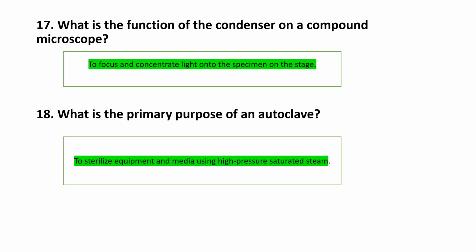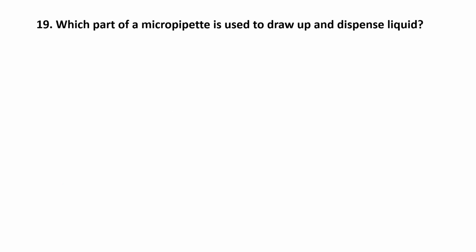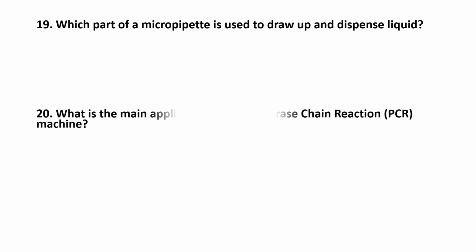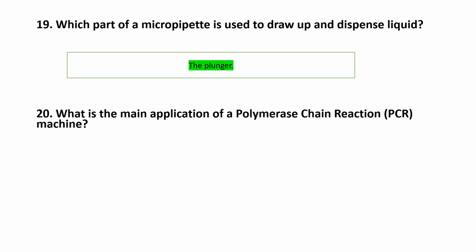What's the primary purpose of an autoclave? The primary purpose of an autoclave is to sterilize equipment and media using high pressure saturated steam. This one you must know. Autoclave. Which part of a micropipette is used to draw up and dispense liquid? Simple. The plunger is the part of a micropipette which is used to draw up and dispense liquid.